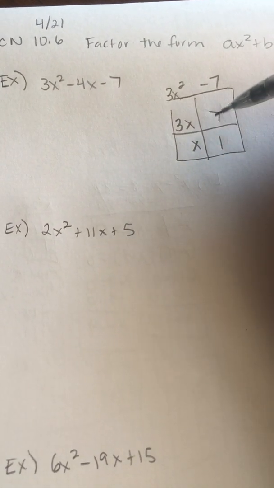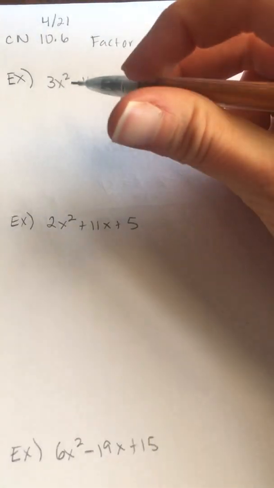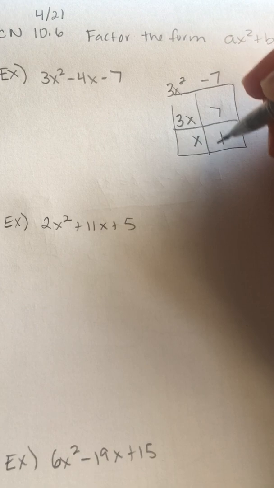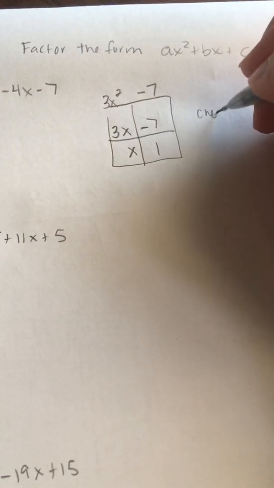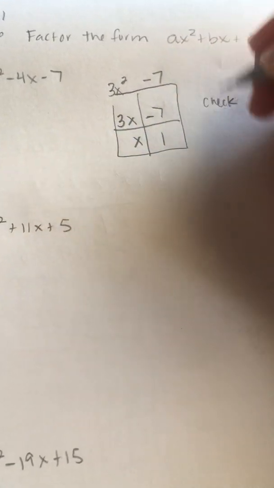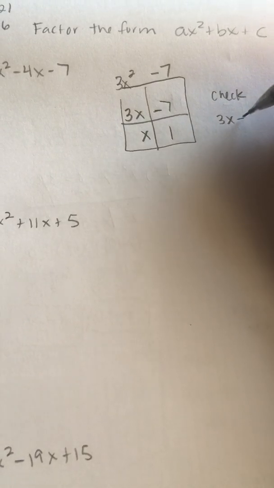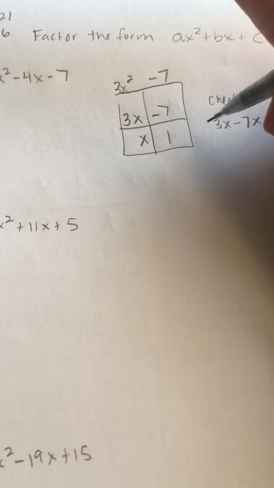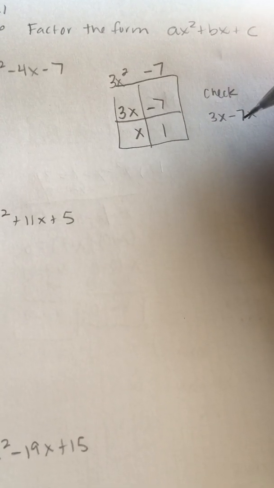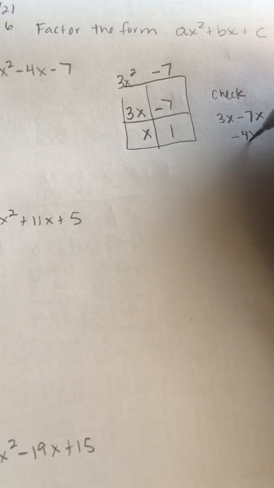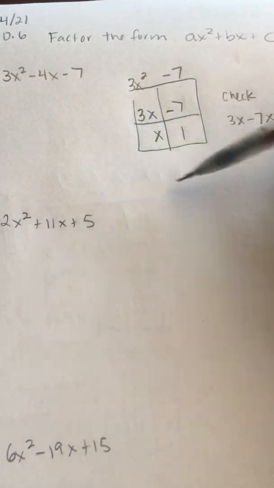Now, where do we want to put the negative? One of these has to be negative. You can take a guess, try. If it doesn't give you a negative 4x on the diagonal, erase and put it with the other. I'm going to go with the 7 and see how that works out for us. So the check, this diagonal, 3x, multiply this diagonal, negative 7x. Different signs, so I subtract the bigger from the smaller, keep the sign of the bigger. Get negative 4x. Does that match the middle term? Yes, it does. This is the correct box.